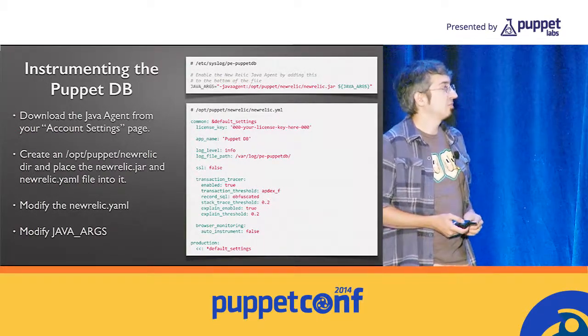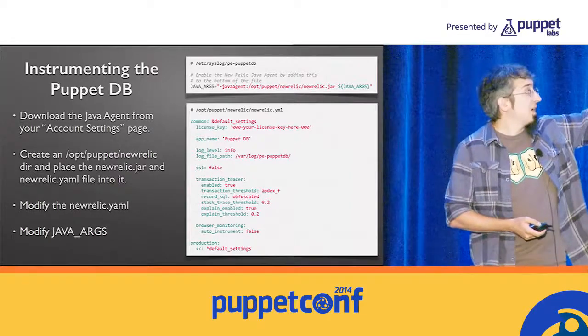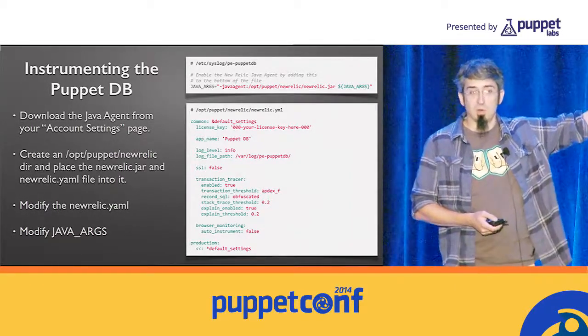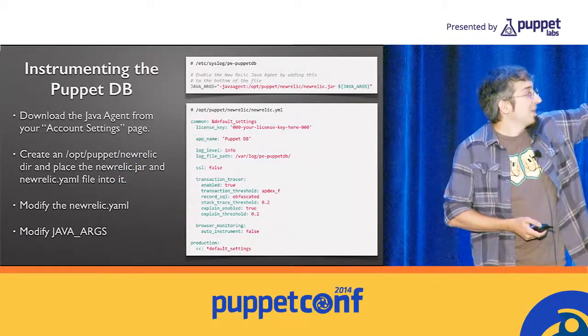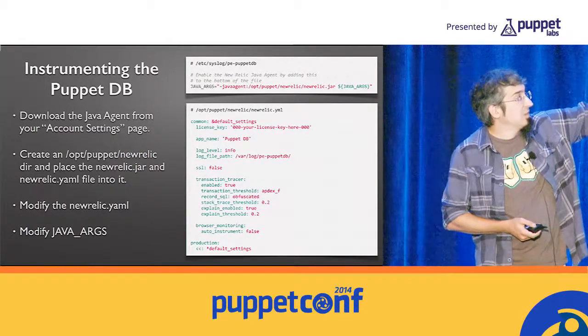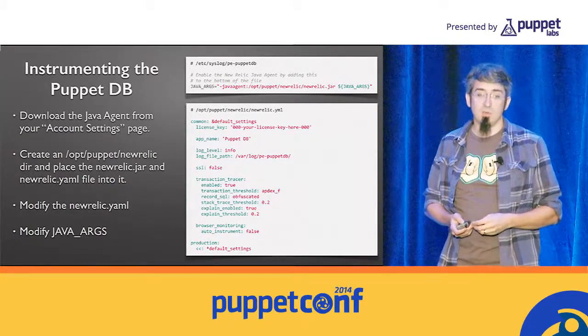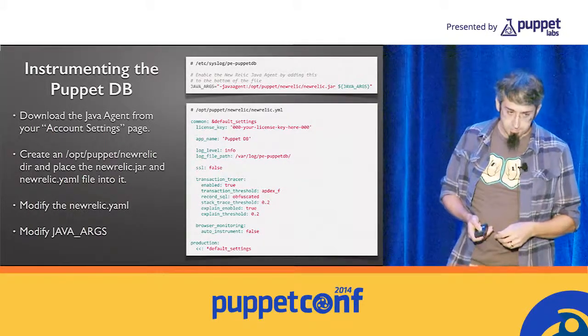Download the Java agent from New Relic. Set that in the Java args if you're using a Red Hat-based system. Every startup script will be a little bit different. To put in that -javaagent, that's the magic invocation. And then again, there's a New Relic YAML file with our basic information.